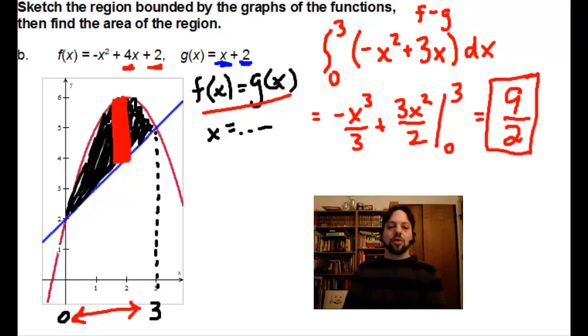So there you go. We're going to move on to example B, or rather C. It is a little bit different because it is functions in terms of y rather than in terms of x. But go ahead and try the problem before we get there together, see how you do, and then let's proceed on to example C.